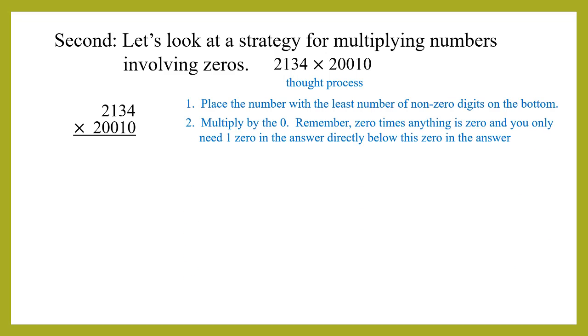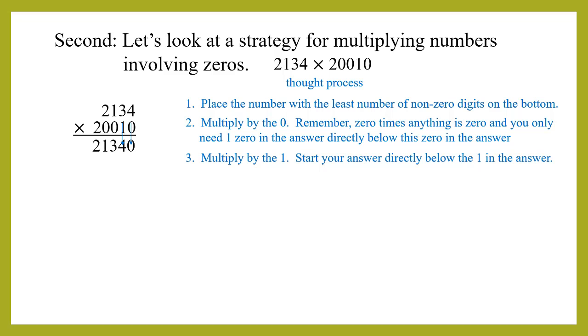Second, multiply by the zero. Here we're going to remember, 0 times anything is 0, and you only need one 0 in the answer directly below this 0. So 0 times anything is 0, bring one 0 down to the answer. Next, multiply by the 1. Start your answer directly below the 1. So right below the 1, we multiply and get 2,134, starting below the 1.